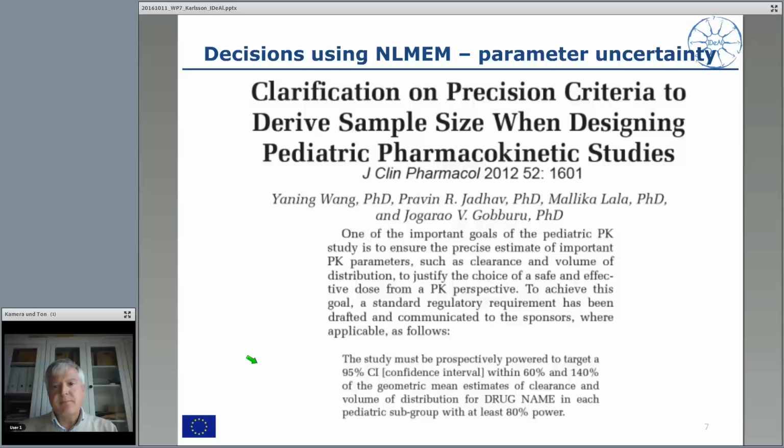And as you can see, down here in this section, the suggestion is to power the study based on the parameter uncertainty of two primary parameters, the clearance of the drug and the volume of distribution of the drug, such that there is sufficient information in the trial to generate good dosing recommendations for patients at different ages.